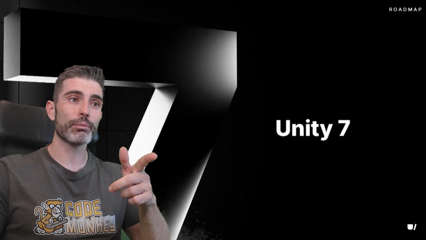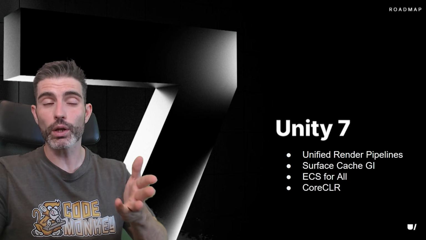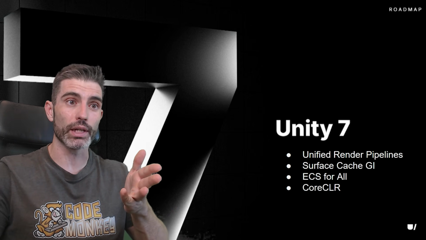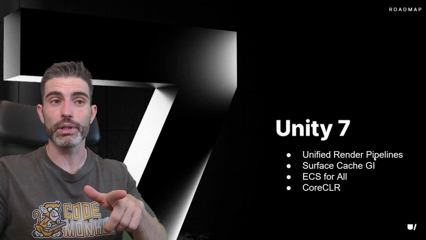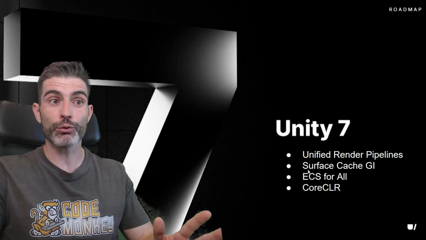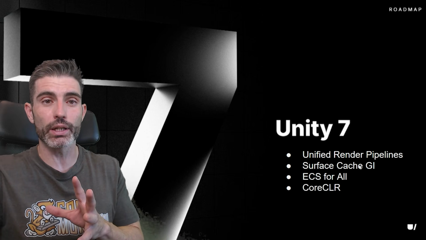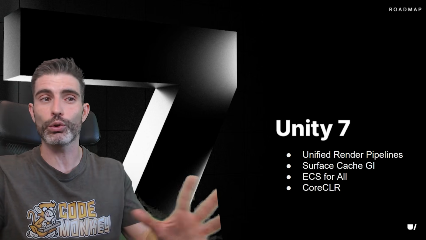So Unity 7 is coming, and it's actually going to be one of the biggest Unity releases of all time. It is going to include quite a lot of things that a lot of people have been asking for a long time. So first of all, the unified render pipelines. So instead of having multiple, we're just going to have URP, so it's going to be much simpler. Then of course, Surface Cache GI. This is their global illumination tool, so you can have very high quality lighting without having to bake anything. It's going to look gorgeous by default.